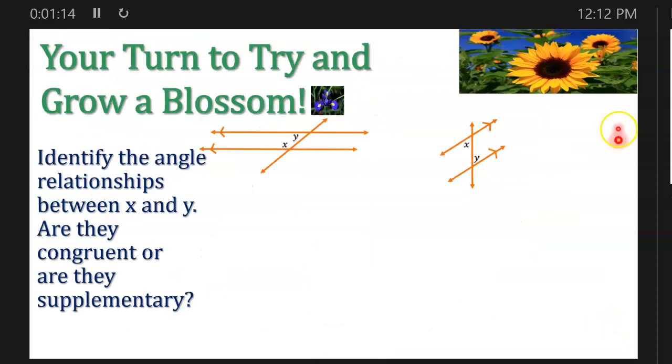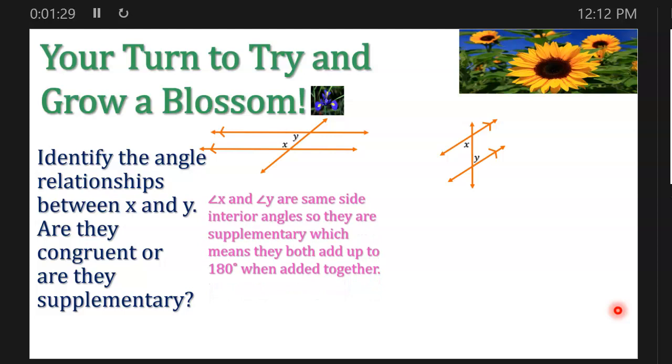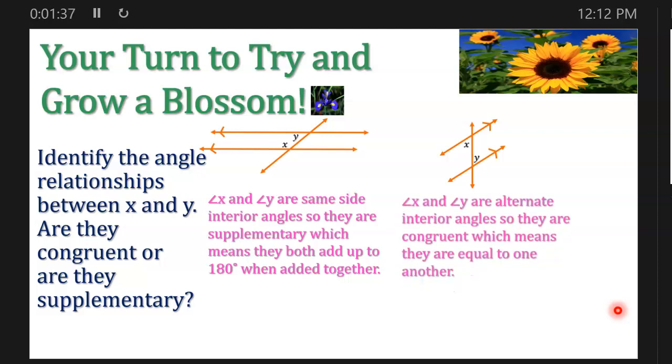All right, so let's try this. I'm going to ask you to pause and identify the angle relationships between x and y for both of these. Are they congruent or are they supplementary? So pause. 1, 2, 3. Okay, angle x and y are same side interior angles, so they are supplementary, which means they add up to 180. On the second example, x and y are alternate interior angles, so they are congruent, which means they are equal to one another.